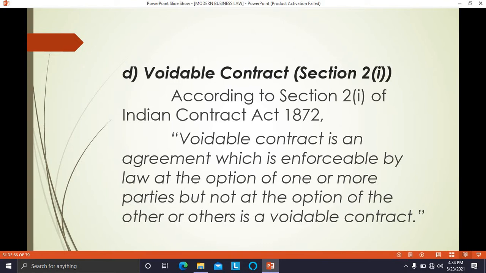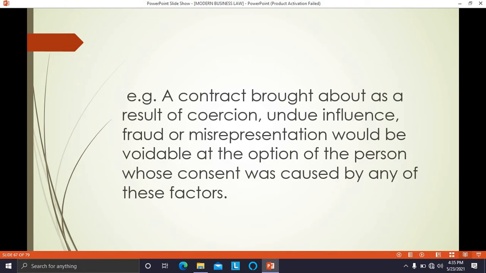That means whenever an agreement or contract has come into existence due to coercion, undue influence, fraud, or misrepresentation, then that contract is voidable. Voidable at the option of whom? Voidable at the option of the party or person whose consent is caused by any of these factors.